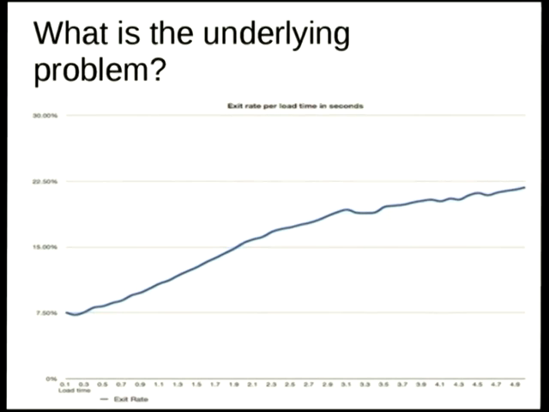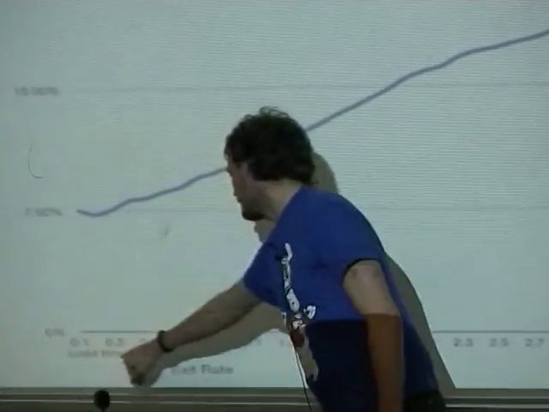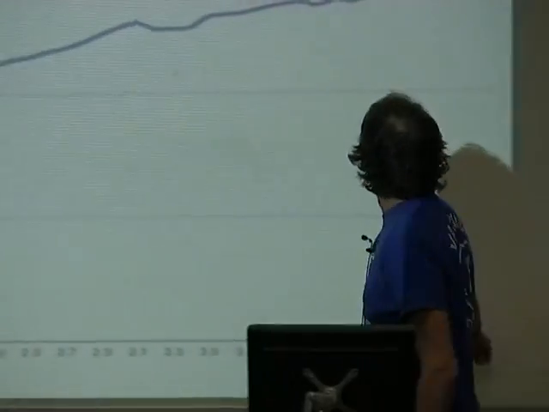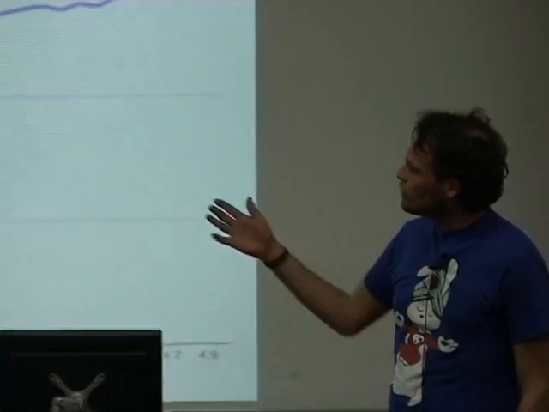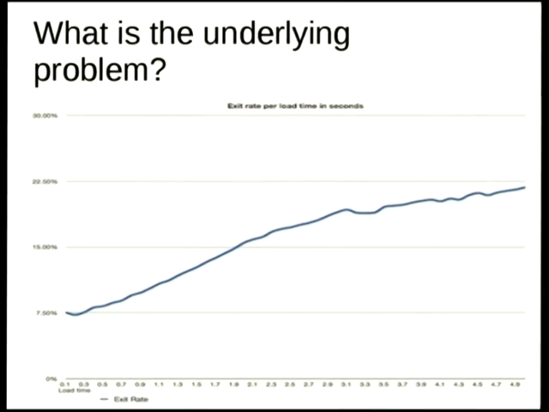The underlying problem is that Varnish is an HTTP reverse proxy. It sits in front of your CMS and caches pages. This graph shows the load time from 0.1 second to 5 seconds, and the exit rate. This graph is from Wikia, and it shows quite clearly that if your web page is slow, people will not continue looking at more web pages.